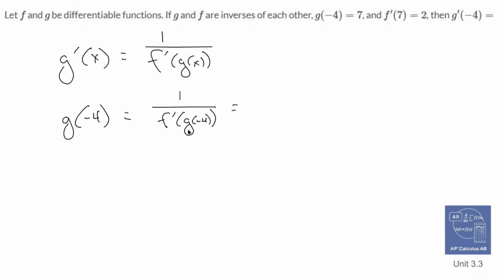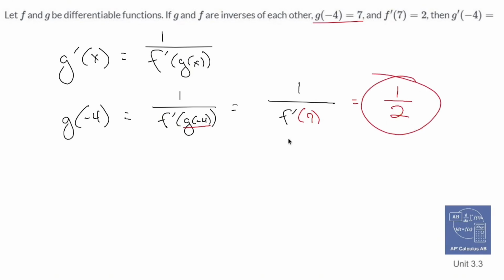Okay, g of negative 4 is 7. So I'm going to replace g of negative 4 with 7. And f prime of 7 is 2. So there you have it. Inverse derivative formula. This is a very typical base problem for this section.